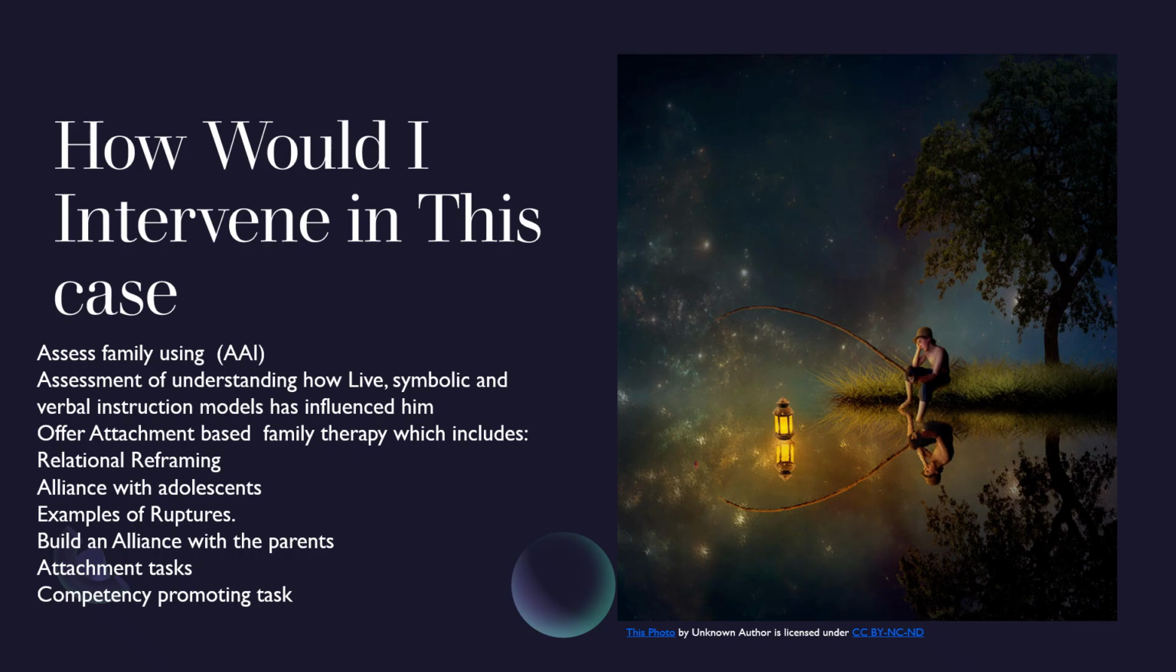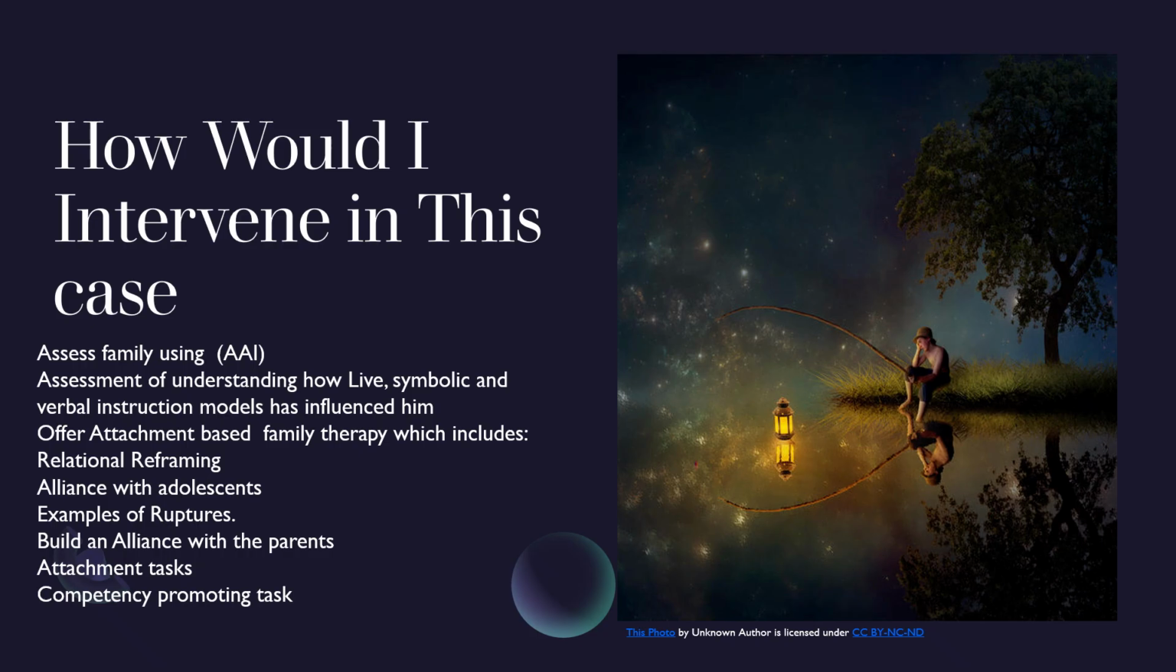Alliance with the adolescent. I would meet with Isaiah individually or with his parents when appropriate to understand his narrative, particularly where he perceives breaches of trust or emotional disconnection. This step helps to prepare him to express his feelings openly and safely.